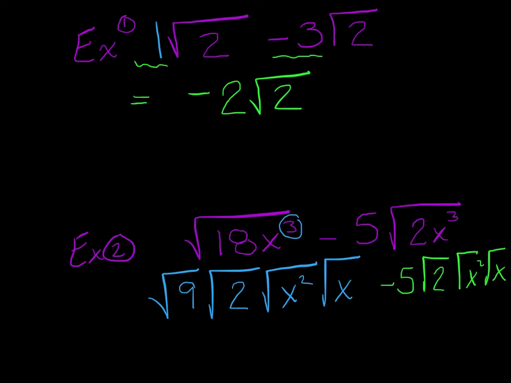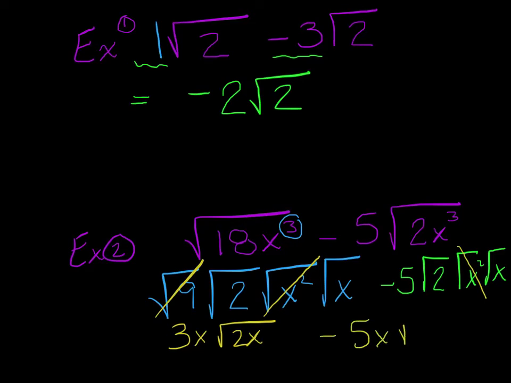Now as I go through, I know the square root of 9 is the number 3. I know the square and square root on the x is going to cancel, and I'm left with radical 2x. Same thing over here. I know the square and square root is going to cancel, so I've got a minus 5x. That'll come out. And then I'm left with the 2x under the radical.